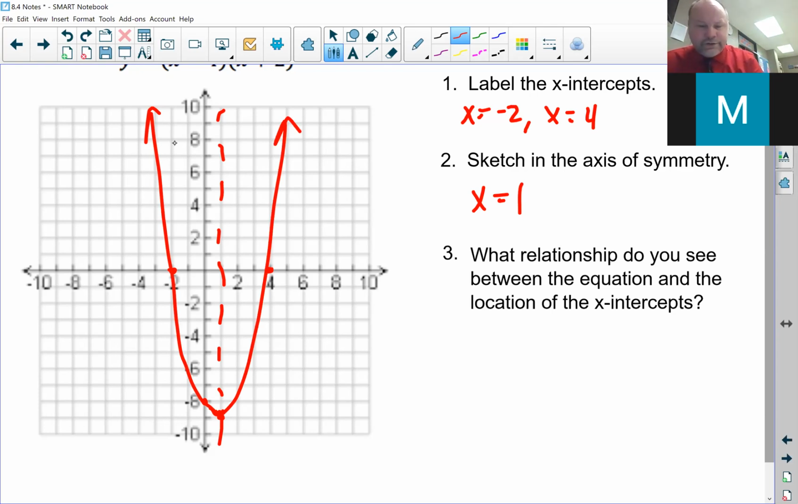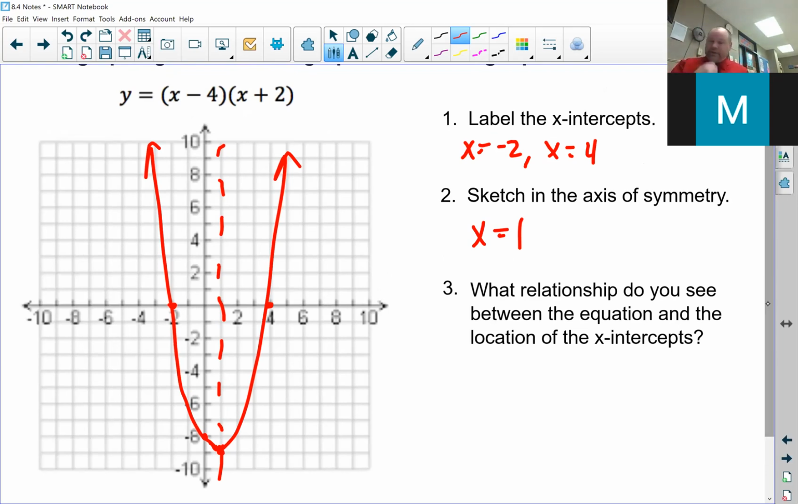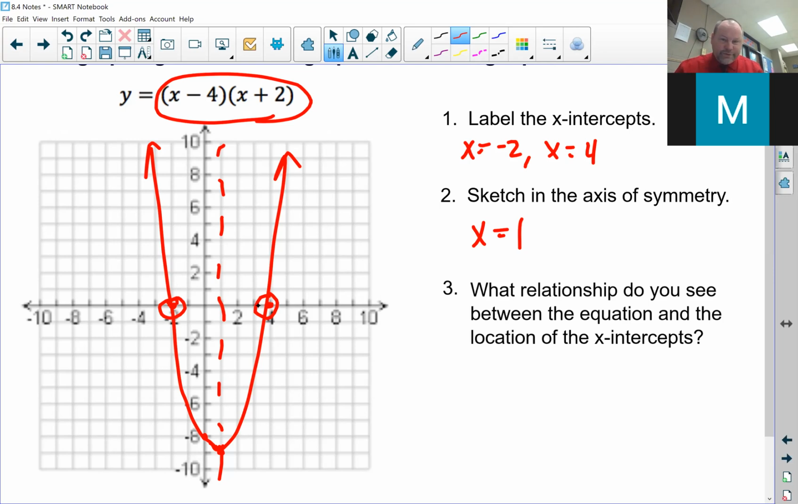And there's a sketch of what our graph maybe should look like. And then it asks, what relationship do you see between the equation and the location of the X-intercepts? So what do we have up here that would help us find our X-intercepts? You can go ahead and unmute and shout it out, or you could go in the chat and type in a response.